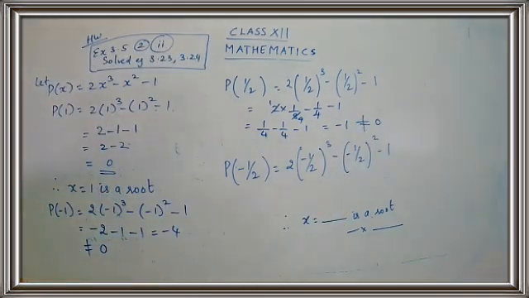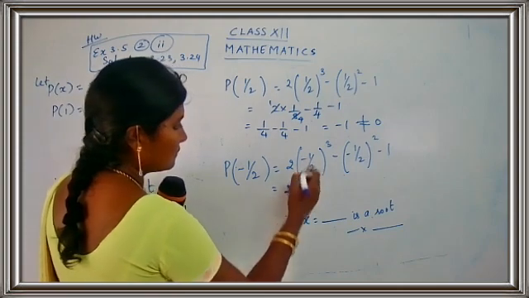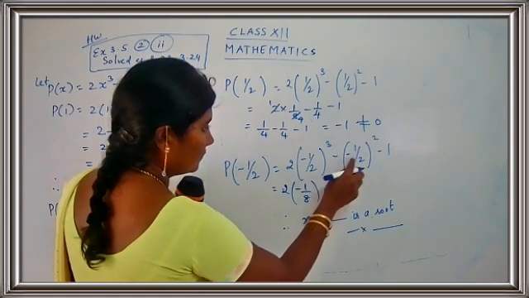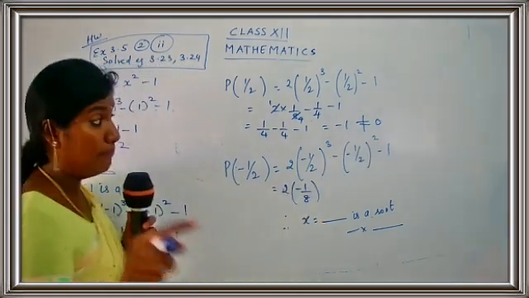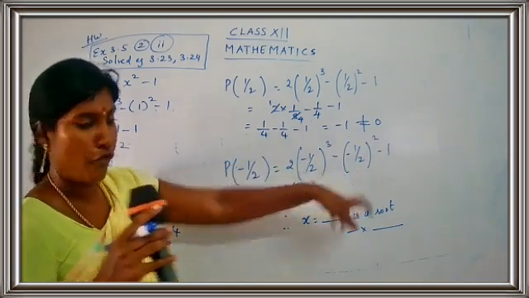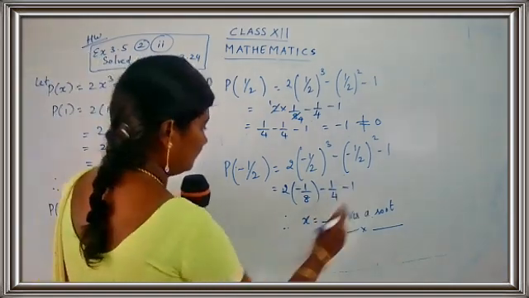So I found the value for P of half: 1 by 4 minus 1 by 4 minus 1, that's minus 1, which is not equal to 0. I don't want an answer that is not 0. I want a value which gives me 0. Let me go for the last part. 2 times minus 1 by 8, and 1 by 2 the whole square is 1 by 4. Minus 1 into minus 1 is plus 1. 2 into 2 is 4, so I get minus 1 by 4 minus 1.